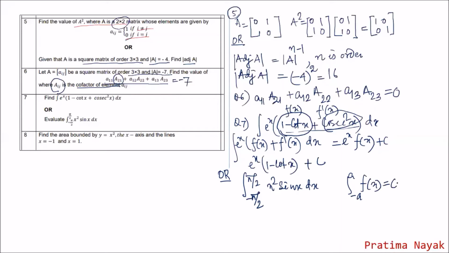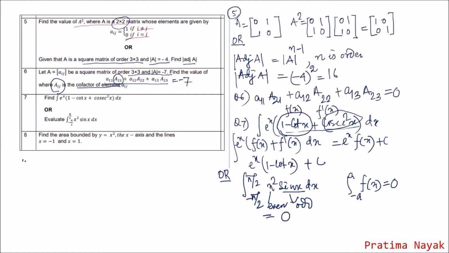How to find if it is an odd function? Now, sin x is an odd function. X square is an even function. But since sin x is an odd function, the product of odd and even will be an odd function. So if the whole thing is an odd function, I'll write that the answer is simply 0.